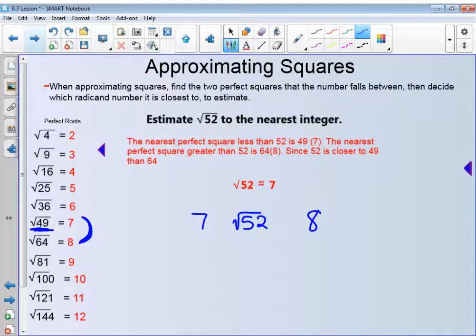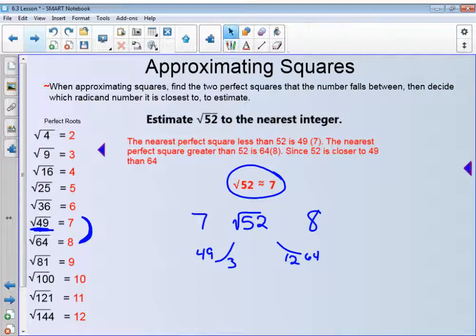Okay, so 52 is closer to the 49, right? It's 3 away from 49. So if this was the square root of 49, these are 3 away from each other. And this was the square root of 64. These are 12 away from each other. Okay, which one is it closest to? Well, it's closest to the 7. So an estimate is the square root of 52 is about 7. Okay, it's a little more than 7, but it's pretty close to 7.